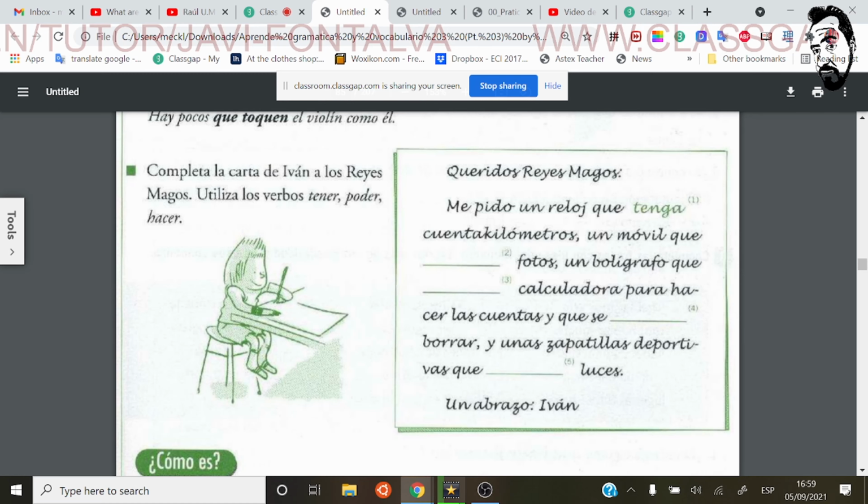Que tenga. Okay. So here I use the subjunctive because I'm talking about a watch that I don't know if it exists. Que tenga 20 kilómetros. Okay, kilometers is kilometers. And cuenta means count. So you can imagine what that means, yeah? So, count kilometers. Un móvil, so a cell phone, that can take photos, let's say.